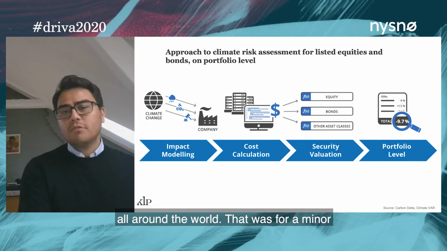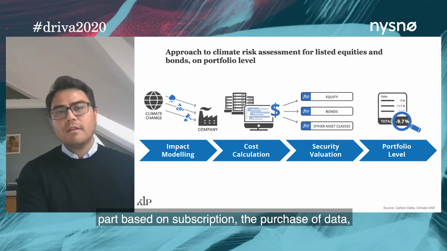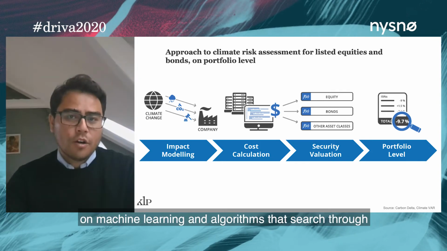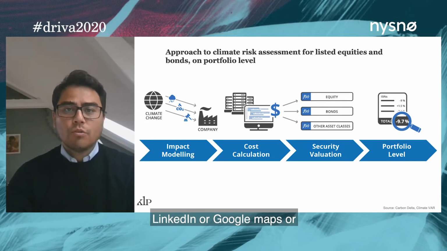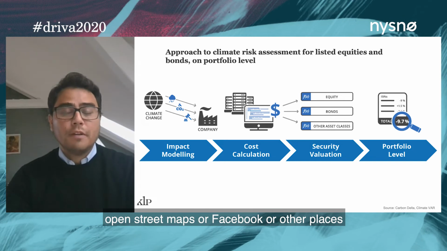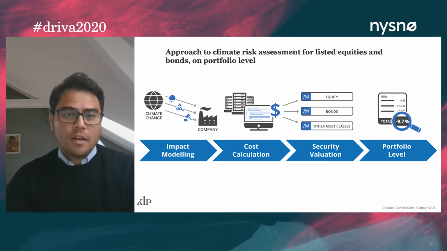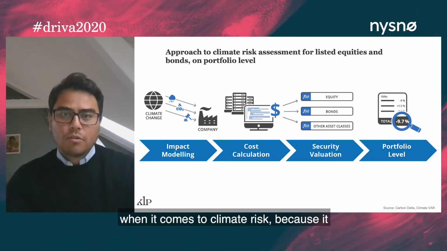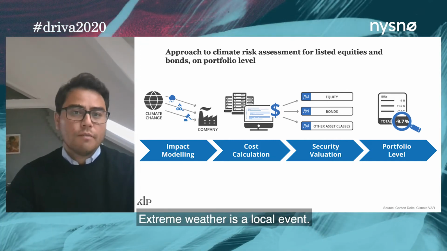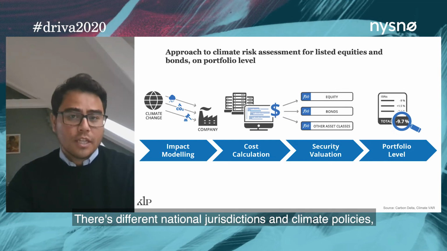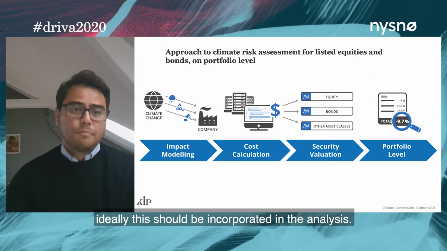That was for a minor part based on subscription, a purchase of data. And for the most part, it was based on machine learning and algorithms that searched through LinkedIn or Google Maps or OpenStreetMaps or Facebook or other places to identify the locations of the companies. And I think that's a really important aspect when it comes to climate risk, because it can be, for many parts, very local. Extreme weather is a local event. There are different national jurisdictions and climate policies, and ideally this should be incorporated in the analysis.